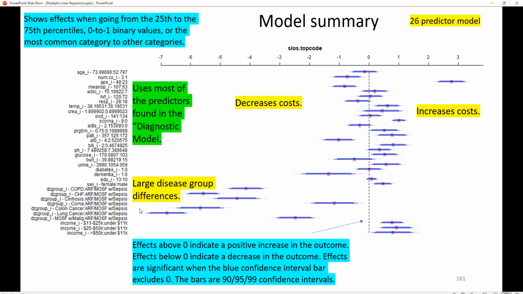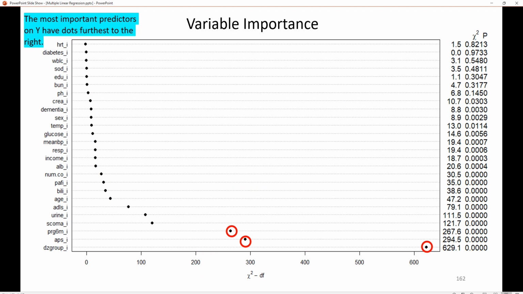We see big differences between acute renal failure / multiple organ system failure with sepsis diagnoses compared to, for example, COPD, CHF, and other diseases as well. And now we're going to look at variable importance. And again, it's important to note that the values with their dots furthest to the right indicate the most important predictors, and these are also the predictors that are at the bottom of this graph. So the most important predictors in predicting length of stay would be the disease group or the diagnosis group, the APS risk score, and the 6-month survival prediction by physicians.